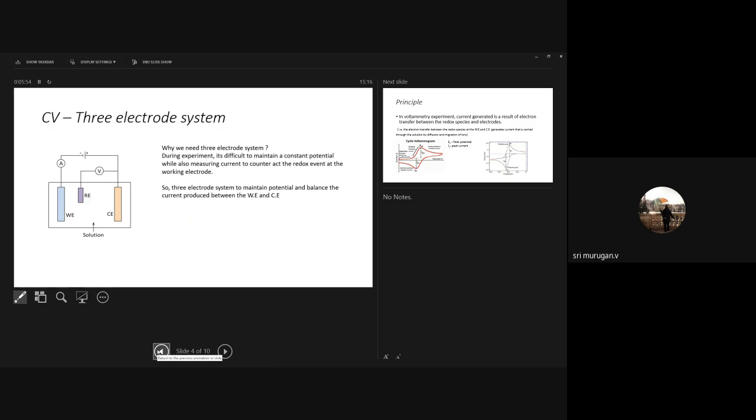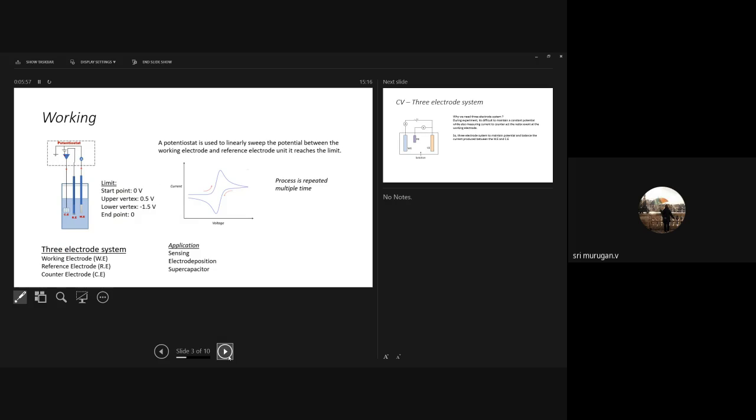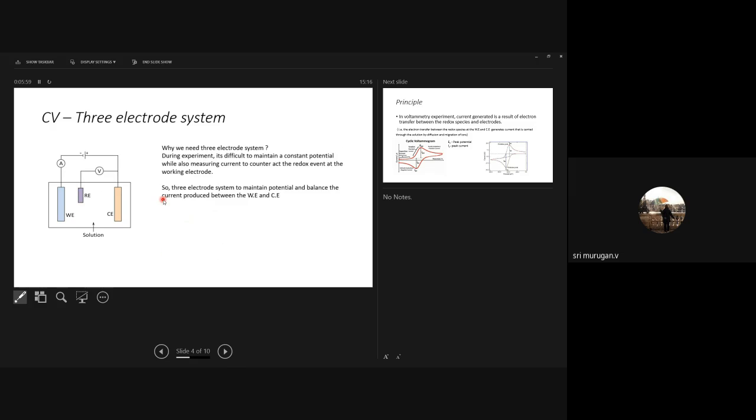As I told you, we are using a three electrode system. The question is why we need a three electrode system. Since it is an electrochemical setup, most of them will be in solution form, so it's very difficult to maintain the potential. If you are repeating the experiment two or three times, you have to maintain the distance between the working electrode and the counter electrode. With a two electrode system, it is very difficult to maintain the same distance every time.